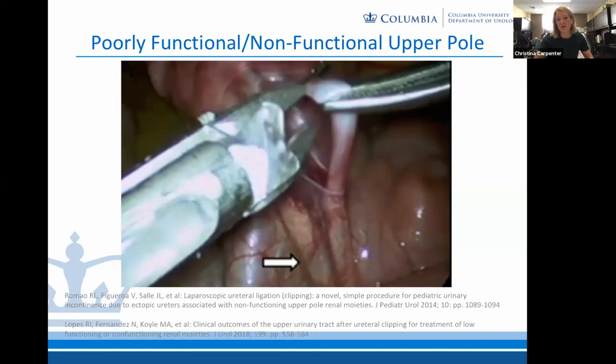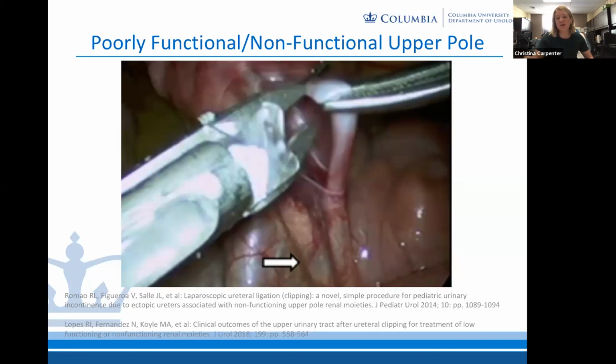They would put a stent up in the lower pole, and then they would do a very quick laparoscopy. This is a very quick procedure. You basically just identify the ureters crossing over the iliacs, you dissect out the upper pole, and then clip the upper pole ureter. And all of those 9 girls had no complications and they did great, and their incontinence stopped immediately.